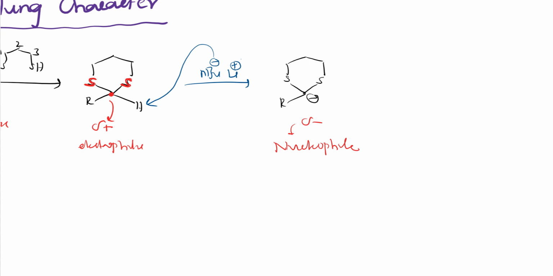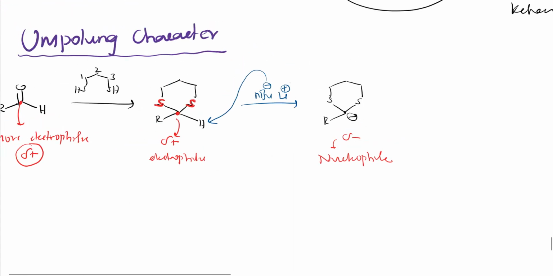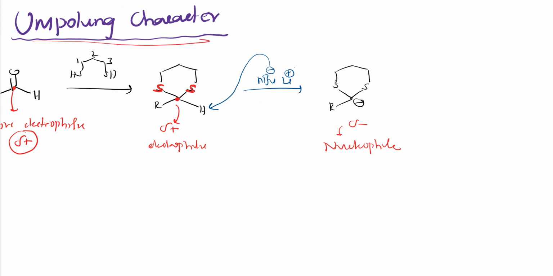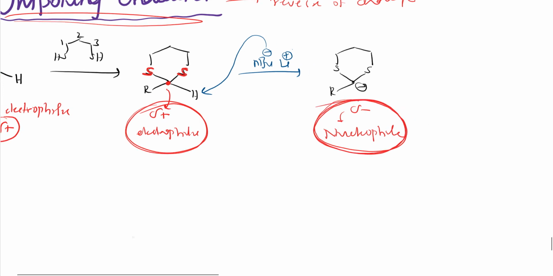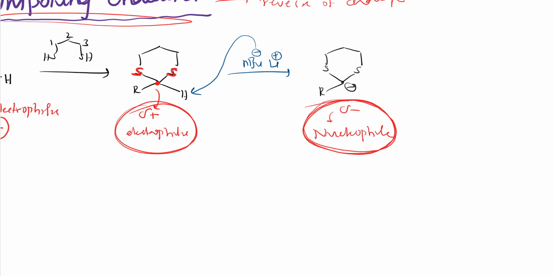So here, see the Umpolung character. I didn't tell you the definition. What is this Umpolung character? Umpolung character is nothing but reversal of charge. So the charge will get reversed. Here it was delta positive, and as soon as I add a strong base, it takes that proton and that carbon becomes negatively charged, so it becomes nucleophilic. So here the reversal of charge happened: from plus it became minus.